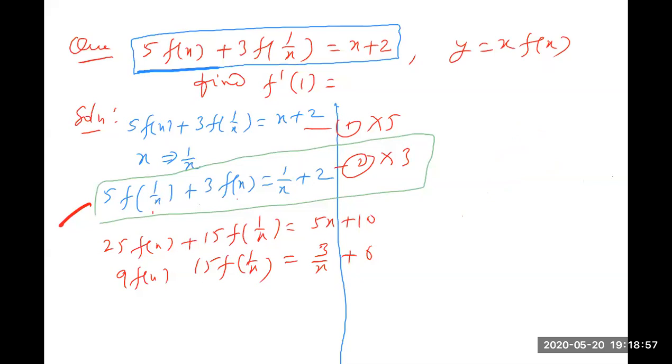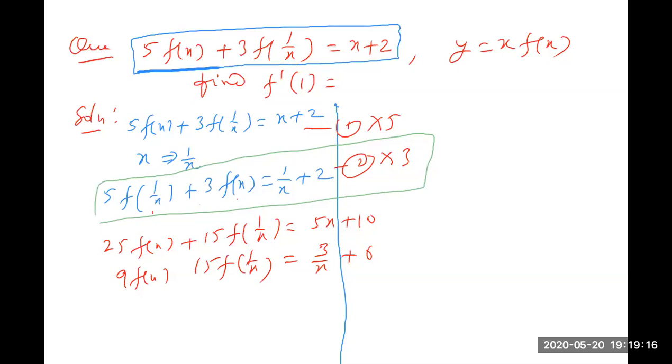Sir, but why should we take it? That means they are true for all values of x. Without that, I cannot solve it. They are true for all values of x. These are the methods of solving. Okay, sir, thanks. Because I have to eliminate 1 upon x.